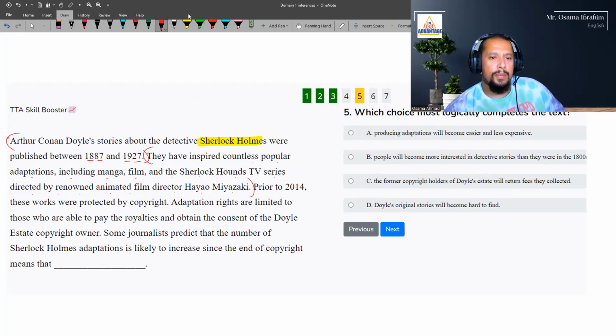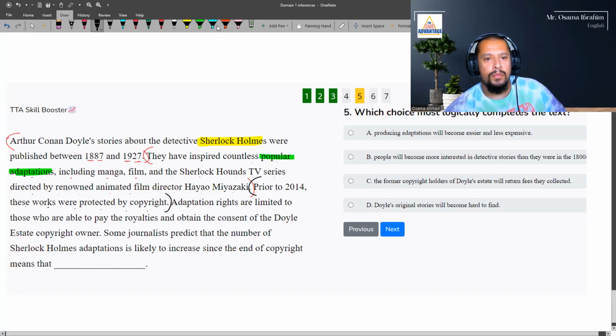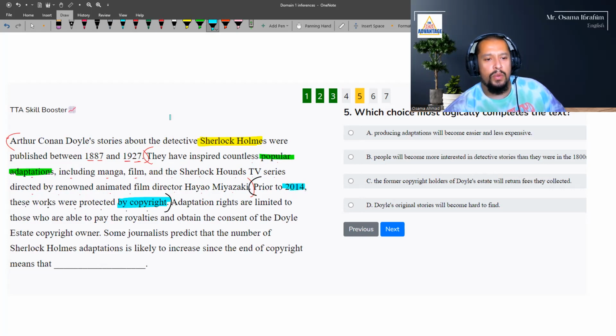Okay, so what's the second idea about? Sherlock inspired many popular adaptations. Yeah, popular adaptations, right? Many different things like manga, film, whatever. Let's continue reading. In the year 2014, these works were protected by copyright. Okay, what does the third idea tell us? The work was protected by copyright. Okay, before 2014. Okay, very good job.